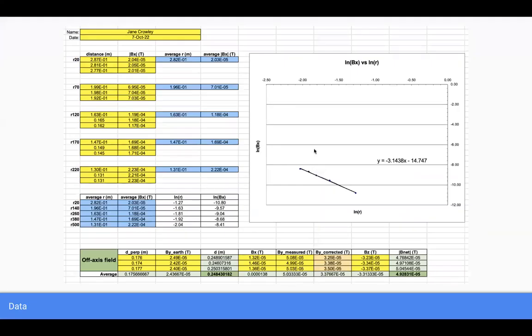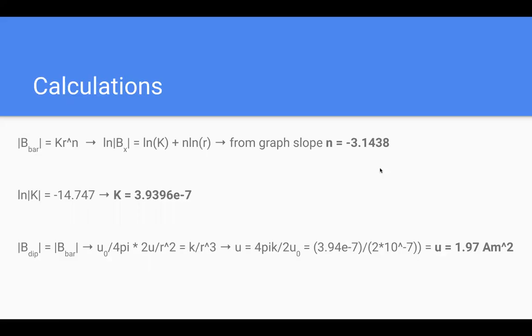And so this is my data and my chart for the graph. You can see here what the B net in Tesla was predicted to be, about 4.9 times 10 to the negative 5. For my calculations, I used one of the equations from the equations page, the one with the natural logs in it, to get that n was negative 3.1438, and that's from the slope of the graph. It's supposed to be around 3, so that's pretty accurate. And then ln of k equals negative 14.7, which is my y-intercept, so I got k is 3.9 times 10 to the negative 7. And then from there, I was able to calculate mu to be around 2.